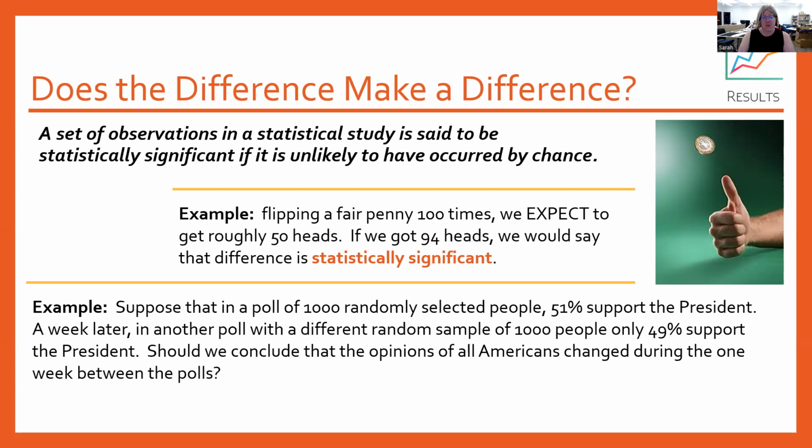So another example, suppose that in a poll of 1,000 randomly selected people, 51% support the president. A week later, in another poll with a different random sample of 1,000 people, only 49% support the president. Should we conclude that the opinions of all Americans have changed significantly during that 1 week between the polls? I would say no. 49 to 51, there's some error in these polls. And so I would say that's definitely within the error range. So this is not a statistically significant difference.